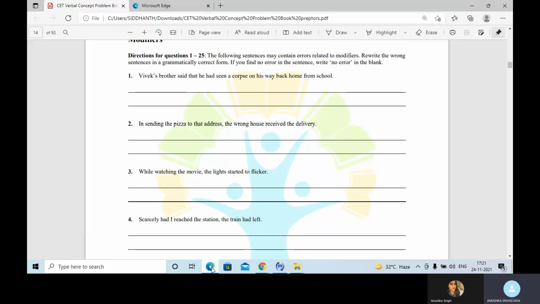Fourth is a question of parallel construction. It is not a question of modifier. Wherever we use scarcely or rarely or barely, with that we use when. Here in the sentence, it is not used in a correct manner. The correct pair of conjunctions is not used. So, scarcely had I reached the station when the train had left. This is my correct sentence. I have completed it by using the correct combination of conjunctions.